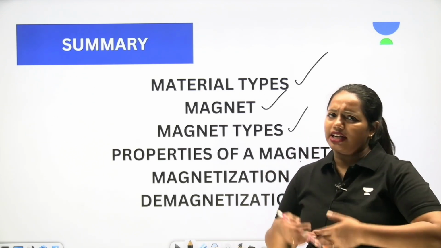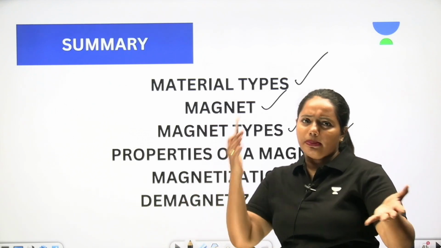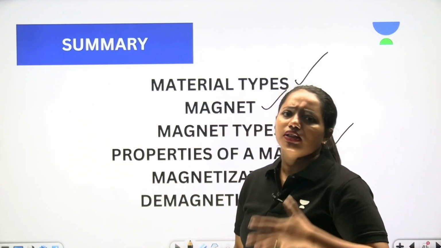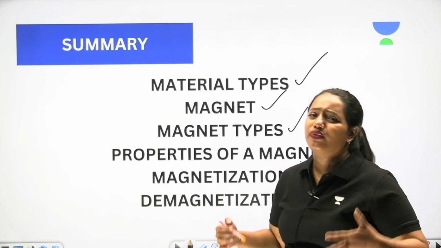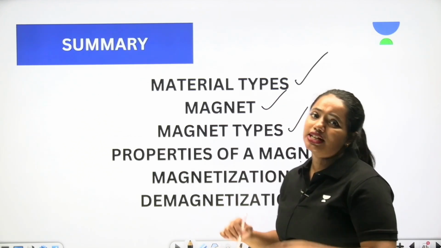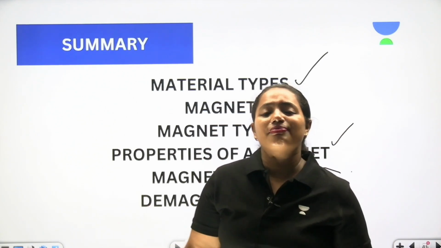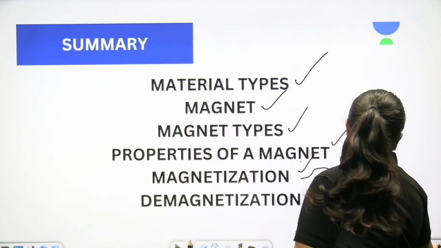We discussed that magnetic field lines can be produced, and we discussed how a magnet can be broken into different pieces and how the poles exist there. Then we discussed magnetization, the way in which you can make a magnetic material into a magnet. Then demagnetization is a method of removal of magnetic effect from a magnet. So that's all we learned today.